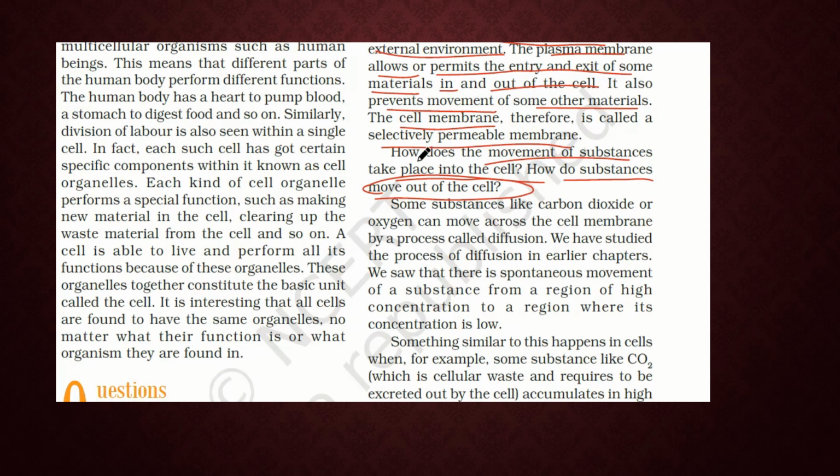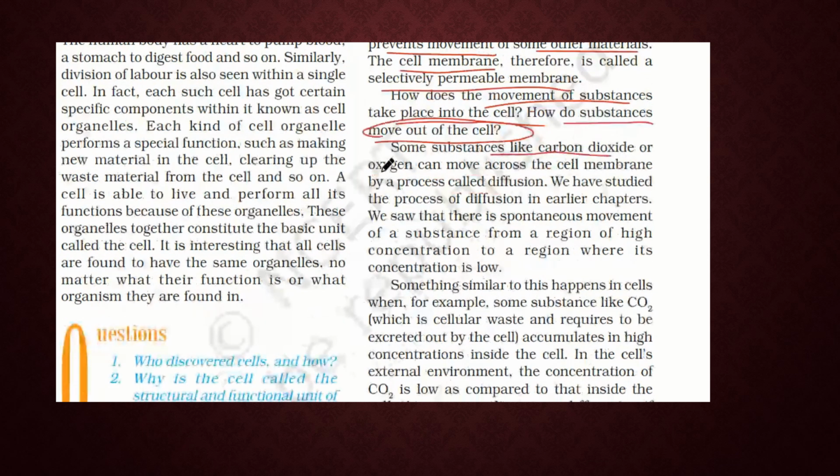So listen very carefully. Some substances like carbon dioxide or oxygen can move across the cell membrane by a process called diffusion, right? What is diffusion? We have already discussed the process of diffusion in earlier chapters. Diffusion is the spontaneous movement of a substance from a region of higher concentration to a region of lower concentration, right?